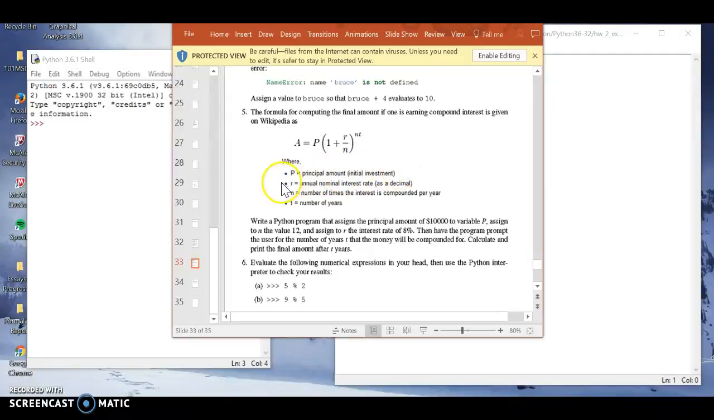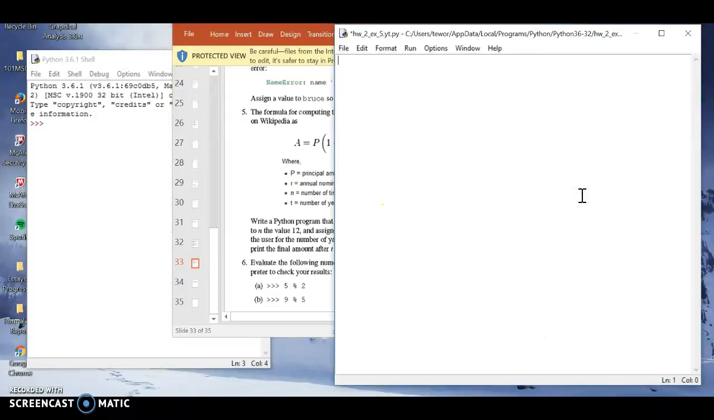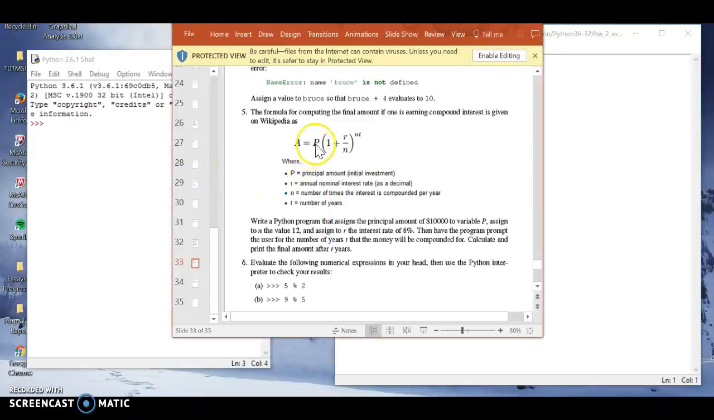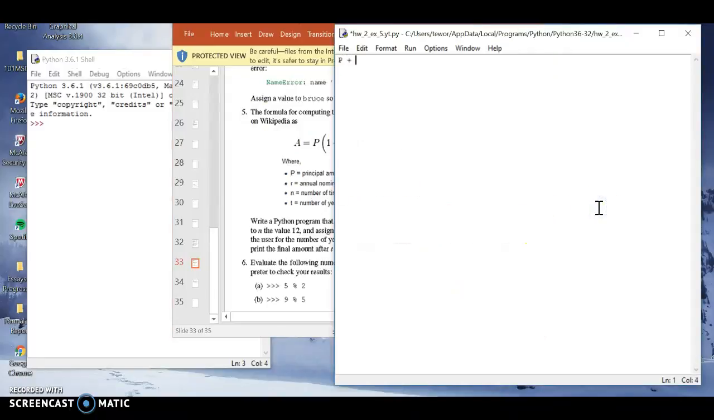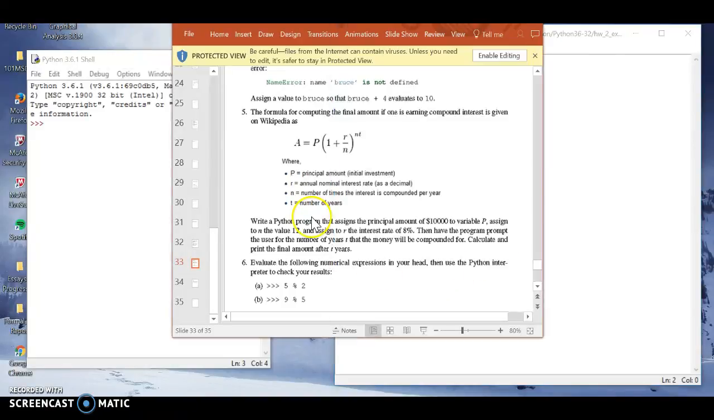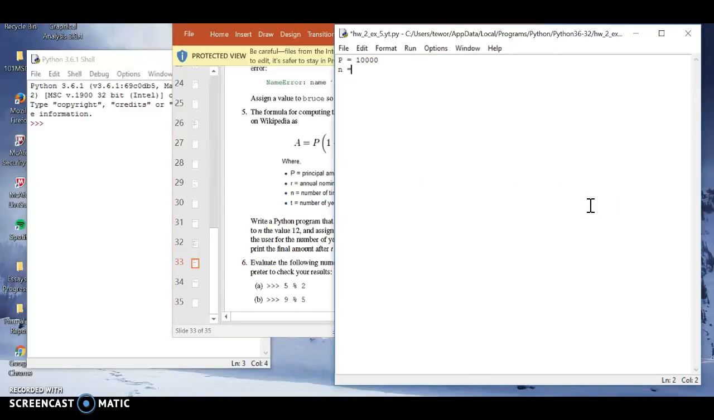P is the initial investment, R is the nominal interest rate, and it should be as a decimal. N is the number of times the interest is compounded per year, and T is the number of years. So first off, we're supposed to assign 10,000 to the variable P. So we say capital P. Python is case sensitive, so since we're using capital P, which was the one that they used in their equation, we're going to have to be consistent. P is equal to 10,000. And then it says assign n the value 12. N is equal to 12.